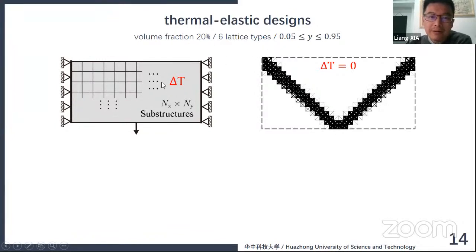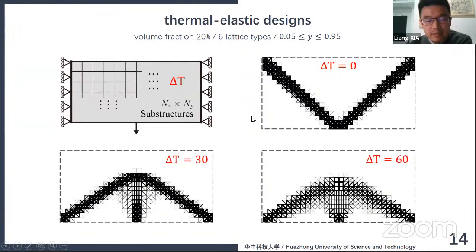And when only mechanical load is applied, all design variables attain their upper bound, and the result is very similar to conventional solid material topology optimization result. However, when the temperature load is applied, especially when the temperature load is high, you can see porous lattices are much more preferred in design.